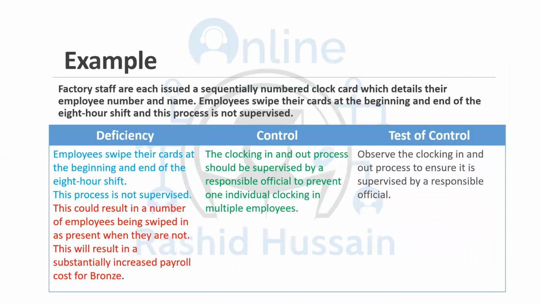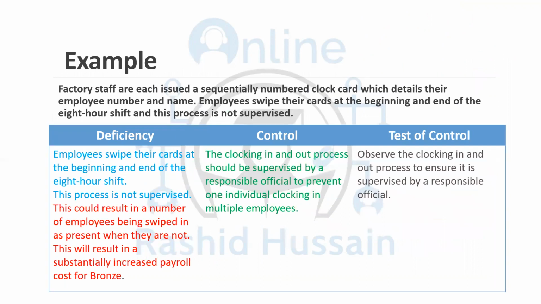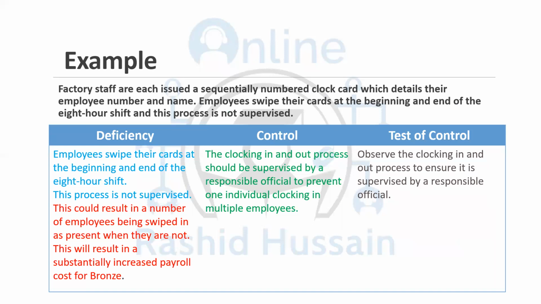All right, so we have an example. And in fact, we have two examples. Once we are done with these two examples, I will be coming back to this slide where I'll be telling you where to use the term inspect, where to use the term observe, where to use the term review. We'll be coming back to this. So first of all, example number one.